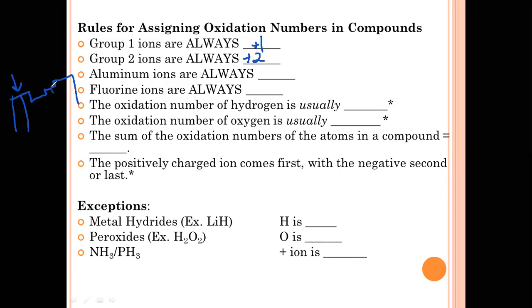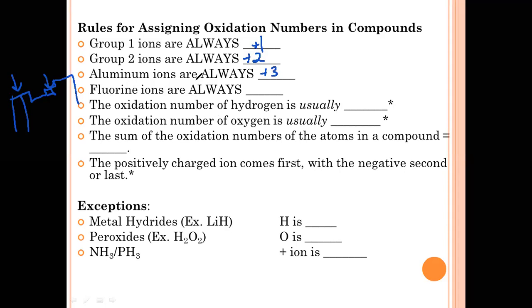Aluminum is over here, it's group 13. If you look at the atoms in group 13, some of them are always +3 and some of them can be +3 or other charges. Aluminum is one that is always +3.